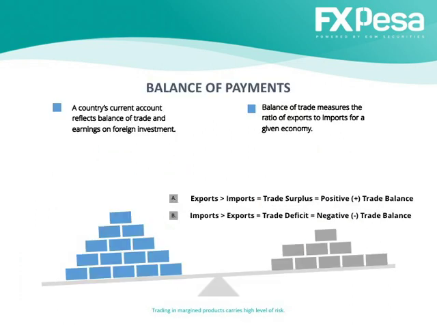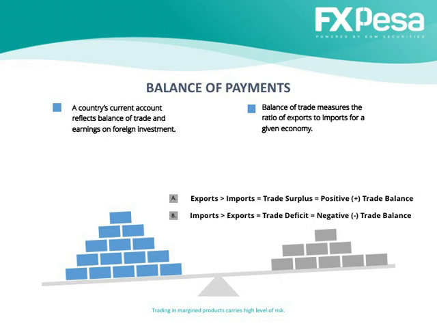4. Balance of payments. When it comes to balance of payments, balance of trade measures the ratio of exports to imports for a given economy, and a country's current account reflects balance of trade and earnings on foreign investment. When explaining balance of trade, this is how we do it. Exports should always be greater than imports. This equals a trade surplus and a positive trade balance.